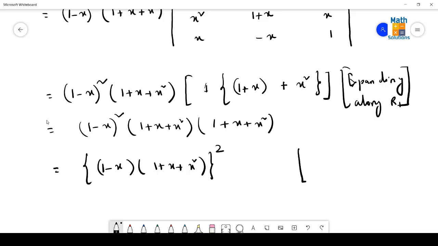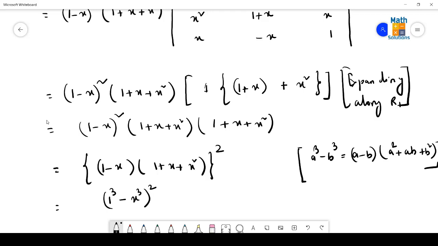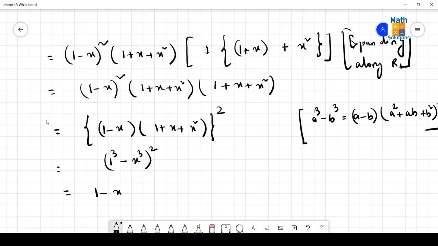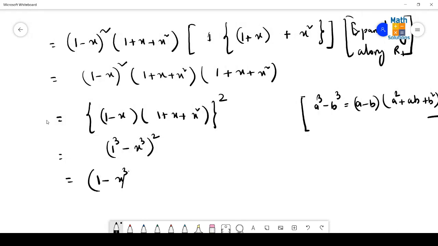This is of the form a cube minus b cube. How? (a minus b) whole into (a square plus ab plus b square). So using this formula we can write (1 cube minus x cube) whole square, and the result will be like this: (1 minus x cube) whole square. So this is the required answer. This is the required right hand side. So these are the solutions of question number 11 and 12 of exercise 4.2. Thank you.